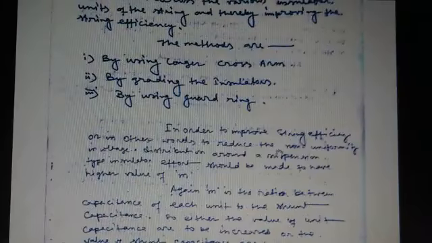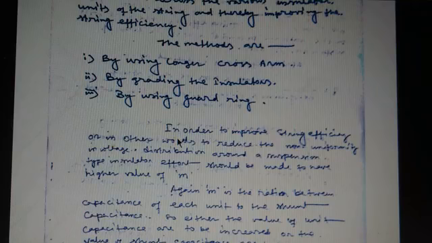So in order to improve the string efficiency, or in other words, reduce the non-uniformity of the voltage distribution around the suspension type insulators, efforts should be made to have a high value of M. If we can choose the value of M, then the potential is uniform. Again, M is the ratio between the capacitance of each unit to the shunt capacitance. So either the unit capacitance is to be increased or the shunt capacitance is to be decreased.